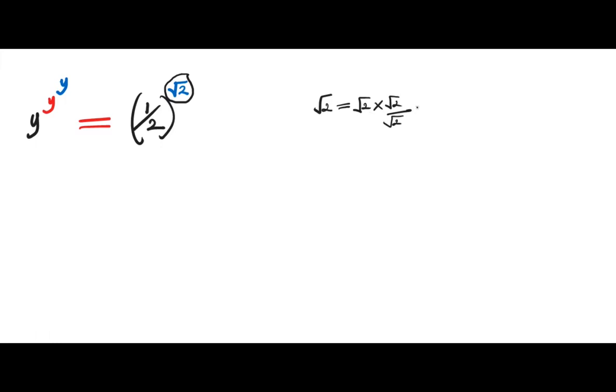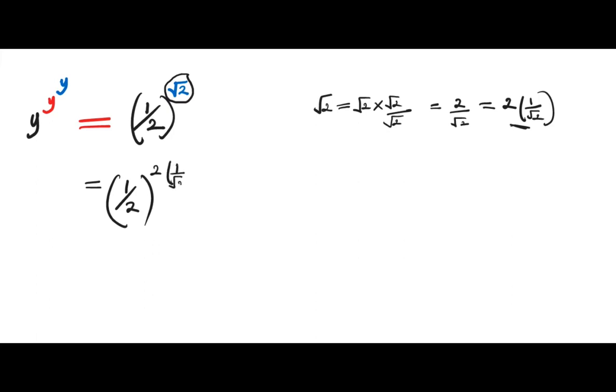So let's multiply this out. Root of 2 times root of 2, we have 2 over root of 2, right? So this can be written as 2 into 1 all over root of 2. Okay, so let's go ahead and replace this root of 2 with this. So we're gonna have 1 over 2 raised to the power of 2 into 1 all over root of 2.